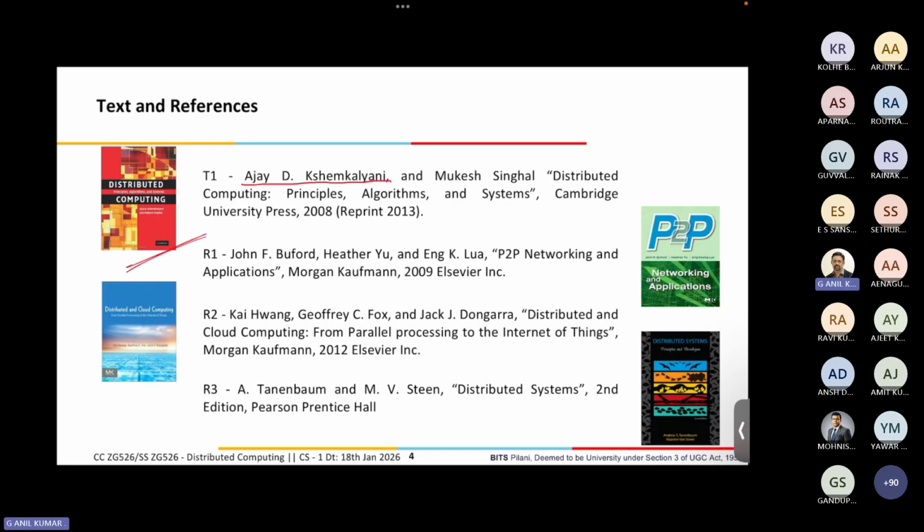Ajay Kshema Kalyani. Just try to have a copy of this. Try to have a soft copy. Then, if you feel comfortable, you can get a hard copy of the same. Okay. And these are the other reference textbooks, which are covering a part of the syllabus based on the particular topic that we'll be looking at.